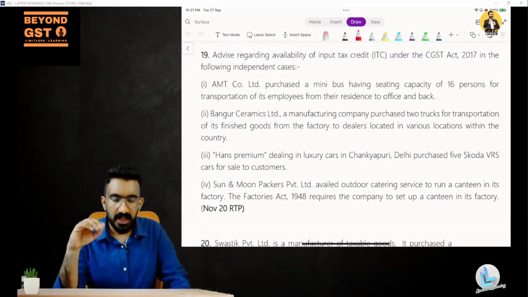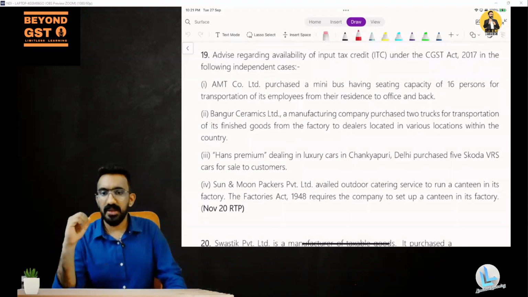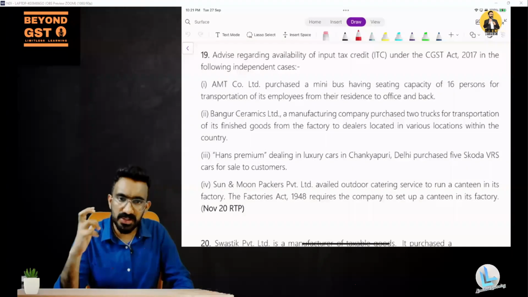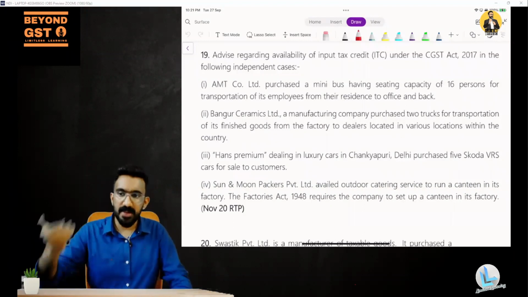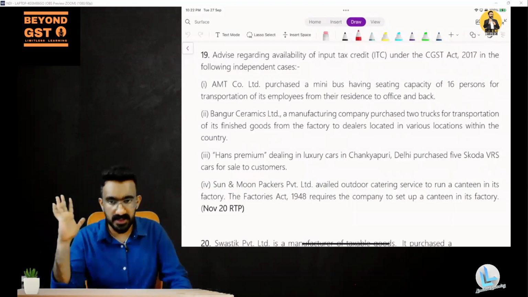Third one, Hans Premium, dealing in luxury cars in Chanakyapuri, Delhi, purchased 5 Skoda VRS cars for sale to customers. Can Hans Premium take the credit on purchase of cars? Yes, because Hans Premium is a dealer. It's an exception because they've made inward supply for outward supply of the same.